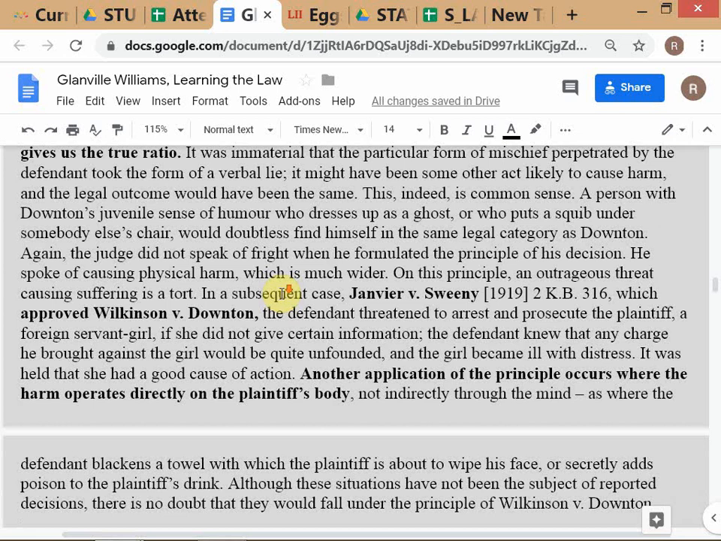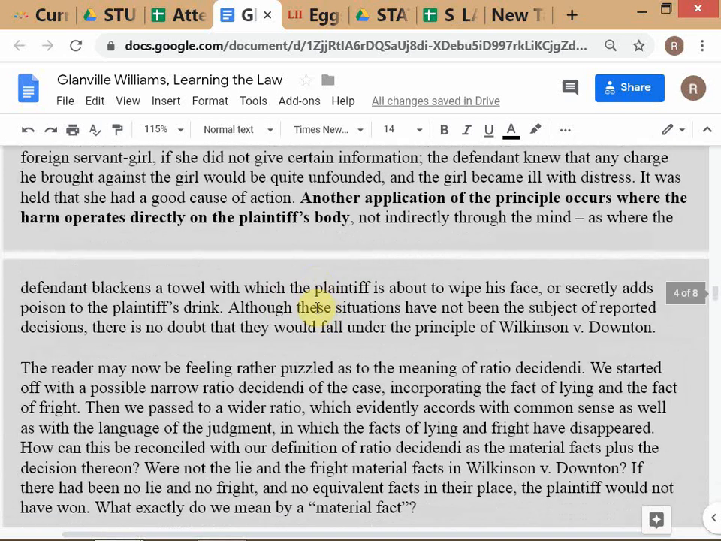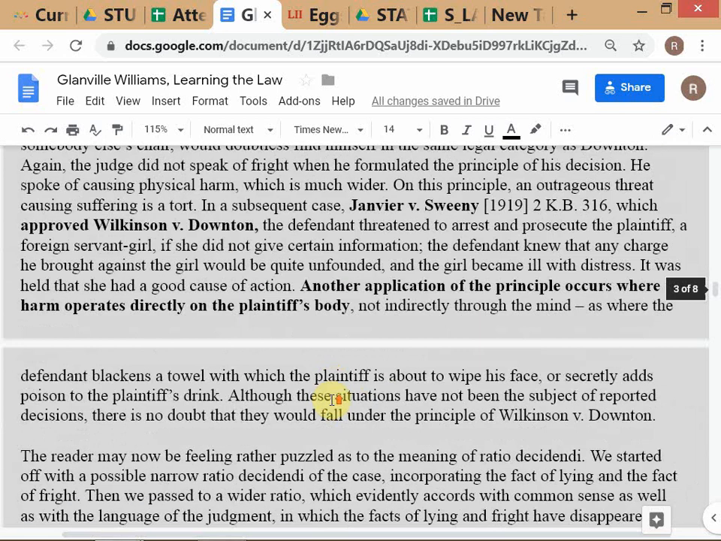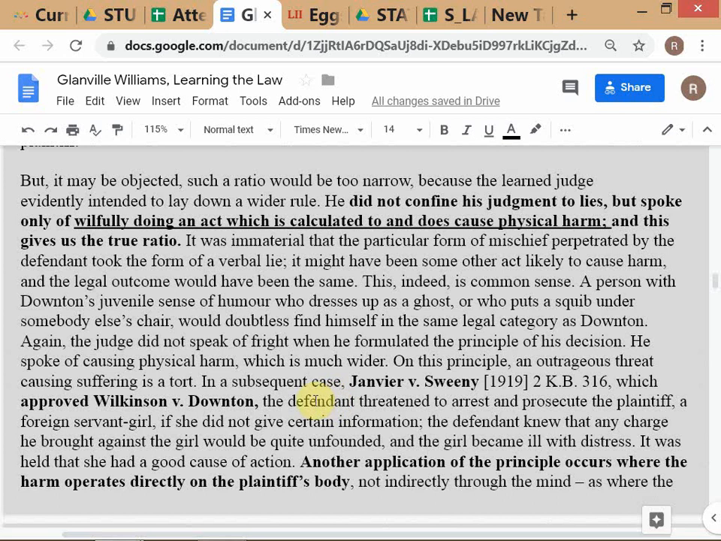Okay, so here I'm just flitting around in the article a little bit, but the point we are trying to get at here, just understand that when you're understanding the ratio of a case, you can understand it at different levels of generality, like different levels of abstraction. In more general terms, willfully doing an act is more general than willfully lying, because there could be other types of acts which are not lying.